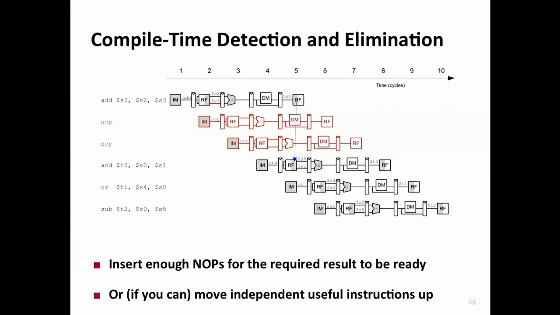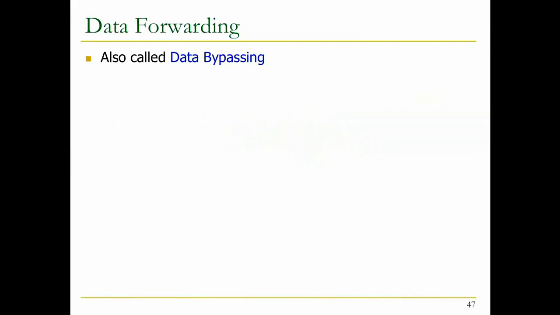Basically, as we discussed earlier, if you can move the independent useful instructions up, it turns out that's a difficult task. And we're not going to cover that. So data forwarding, data bypassing, we've already covered this briefly, but I'm going to give you the mechanics of it.